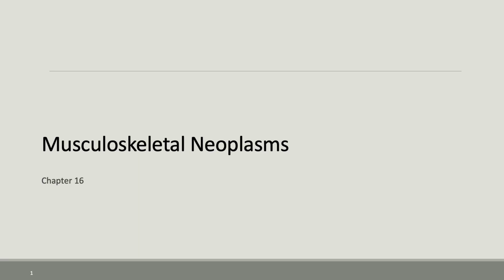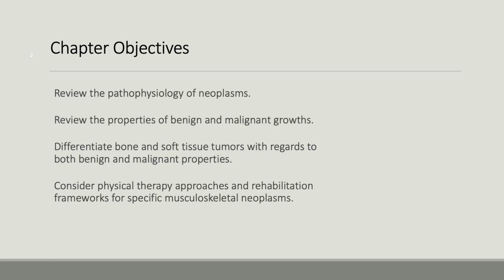Here we're going to talk about Chapter 16, Musculoskeletal Neoplasms. Our chapter objectives are to review the pathophysiology of neoplasms, review the properties of benign and malignant growths, differentiate bone and soft tissue tumors with regards to both benign and malignant properties, and consider physical therapy approaches and rehabilitation frameworks for specific musculoskeletal neoplasms.